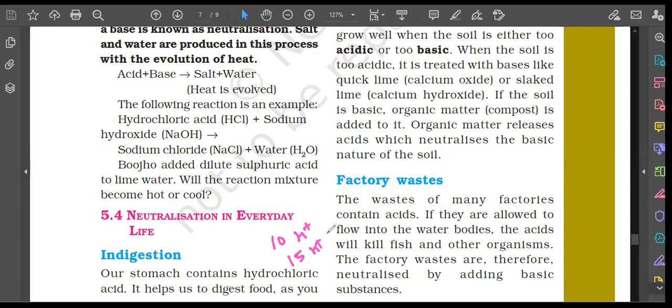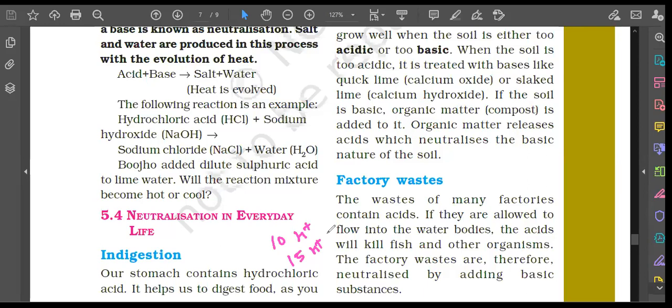Then what do you think will happen? The acidity of the stomach will increase or not? Yes or no? Yes, right? But we need only 10 H plus. So what do we have to do with the remaining H plus? Tell me, what do we have to do?